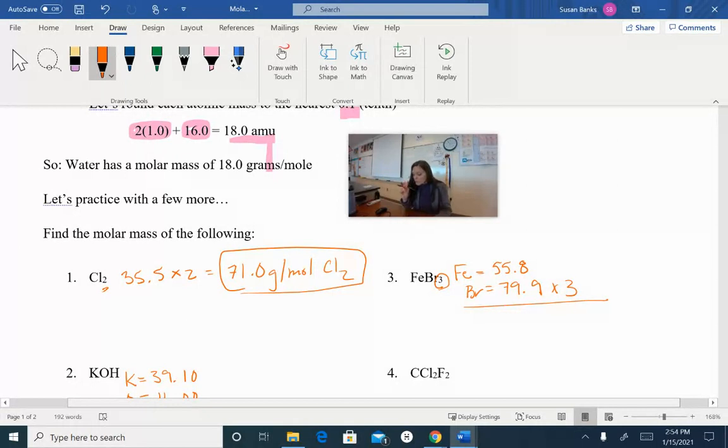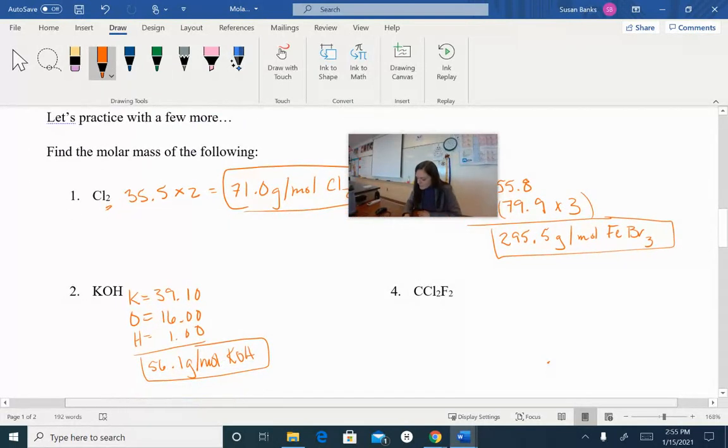Now remember your order of operations. You might want to put a parentheses here, okay, to help you. This will give us a molar mass of 295.5 grams per mole of iron 3 bromide.